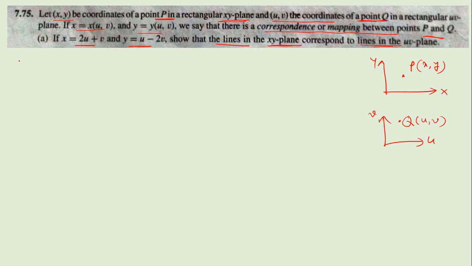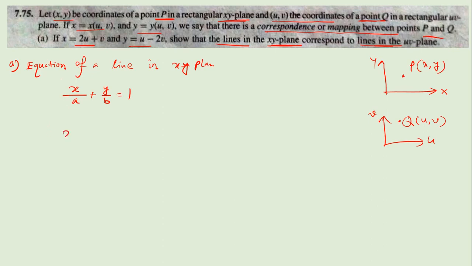So you can take the equation of a line in the xy plane. If you take the intersecting point, then x by a plus y by b equals 1. This is the intersecting form of a straight line. Now you change into the uv.